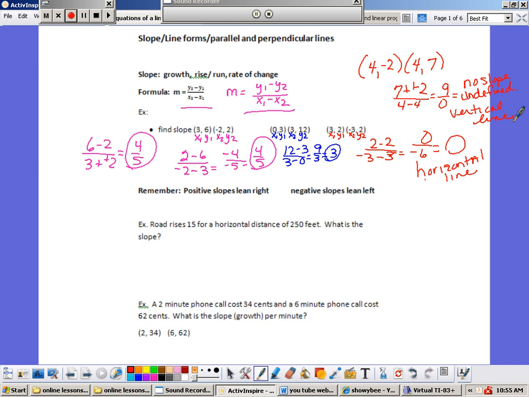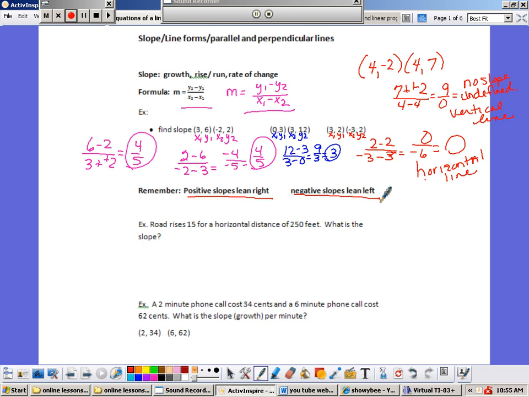Now, positive slopes lean to the right, and negative slopes lean to the left. So if you know you're supposed to be graphing a positive slope, your graph better be leaning to the right. And if you know you're going to be graphing a negative slope, you should be looking at a line that leans to the left. If that's not happening, then you need to recheck yourself.